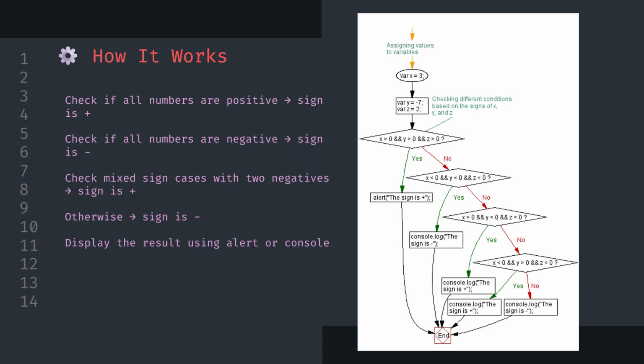We evaluate the combination of signs step by step. If all numbers are positive, the sign is clearly positive, a plus. If all are negative, the sign is negative or minus. For mixed cases, like two negatives and one positive, the product is positive. Otherwise, the product is negative.